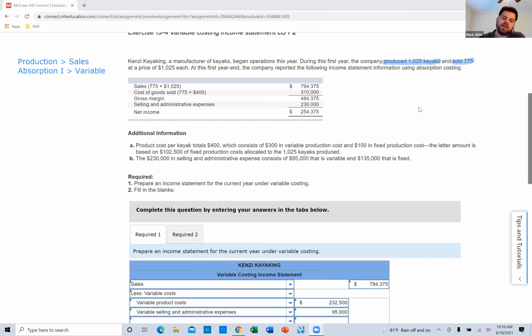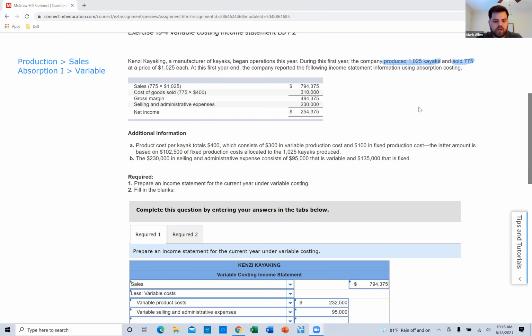And what they say now is, we got some extra information. So product cost per kayak is $400. This is $300 in variable production costs and $100 in fixed production costs. I wonder if that's going to matter. I don't know. We'll see in a bit.